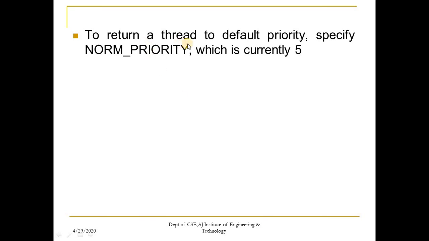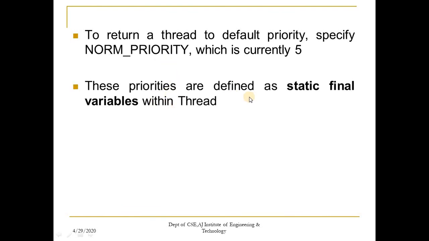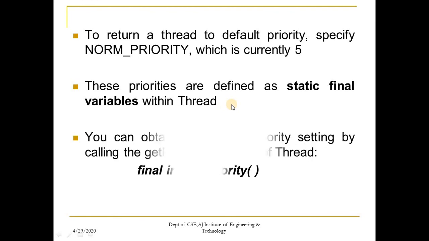To return a thread to default priority, specify NORM_PRIORITY, which is currently 5. As I have already told, the default priority for any thread is 5, and that value is represented by NORM_PRIORITY. These priorities are defined as static final variables within the Thread class.